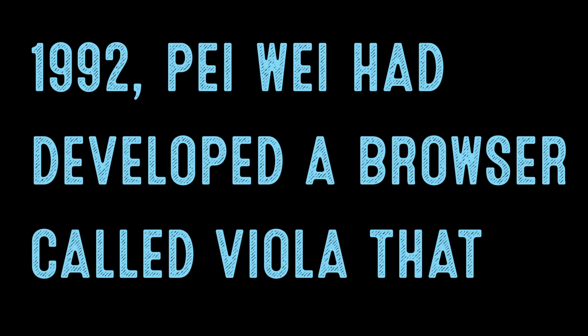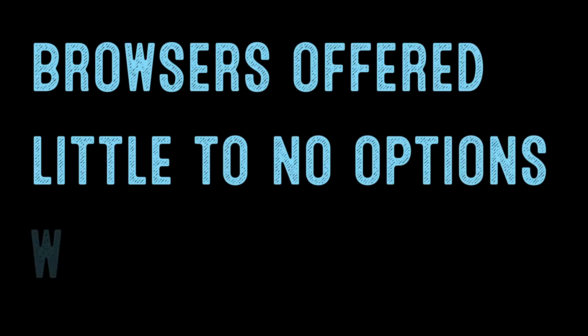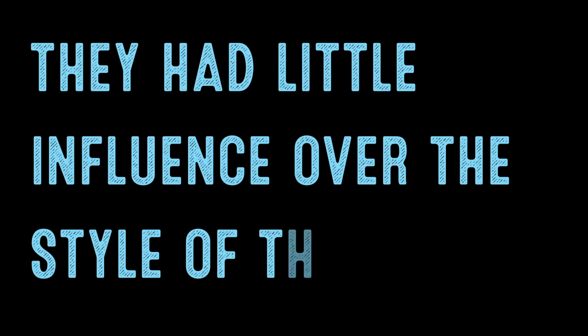Earlier in 1992, Pei Wei had developed a browser called Viola that had its own style sheet language. However, subsequent browsers offered little to no options with regards to styling, and soon users were complaining that they had little influence over the style of their pages.